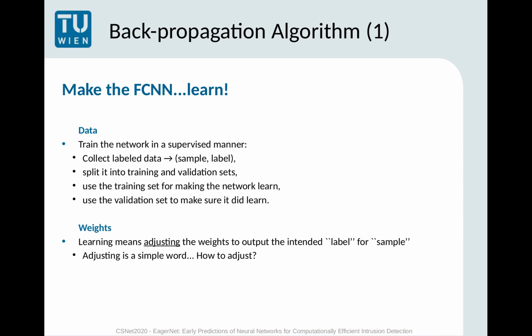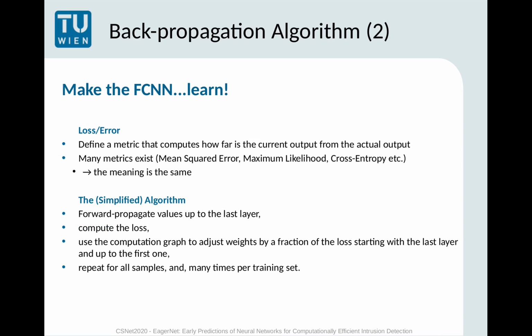Then, of course, learning means adjusting the weights, so the weights that I talked about before, that are multiplied with the values. By adjusting those weights in such a special way, we can make the network output what we want. So it outputs the label for our sample. Well, adjusting is a simple word, but how do we do it actually? For that, there exists the backpropagation algorithm. So I will explain how the algorithm works in a simplified manner.